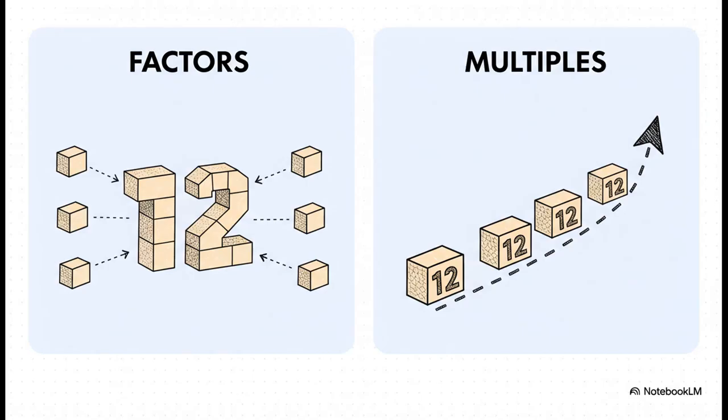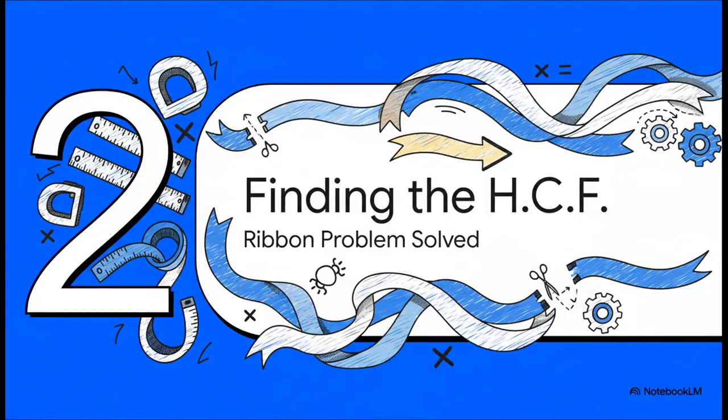Okay, so what's the difference? Think of it like this. Factors are the smaller numbers that divide into a bigger number perfectly. They're like the ingredients. Multiples, on the other hand, are what you get when you multiply a number and get bigger and bigger. So just remember this. Factors divide up, multiples build up. Simple, right? All right, with that foundation, let's build our first major tool.